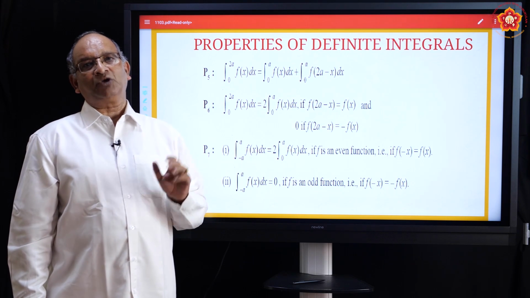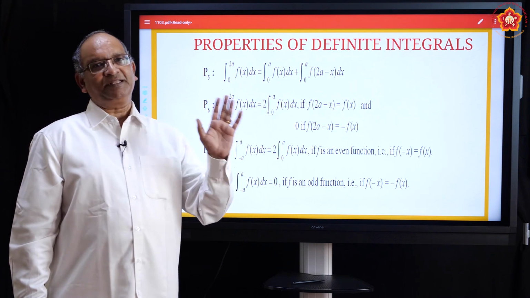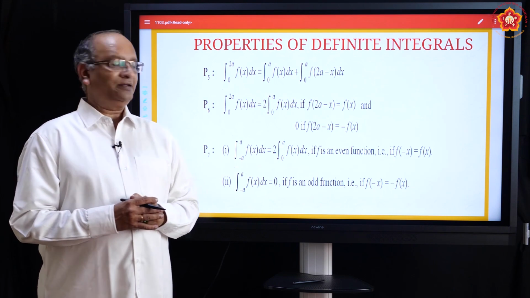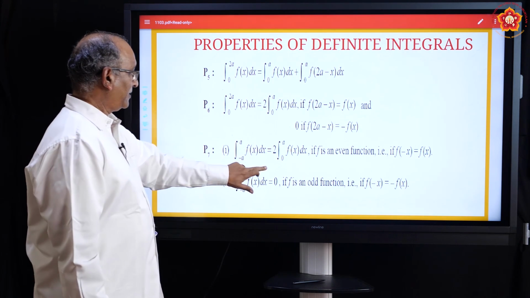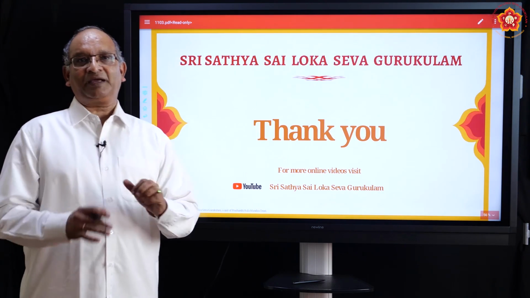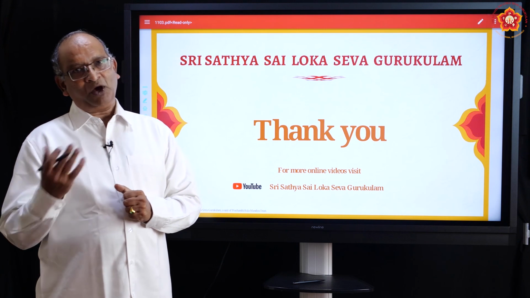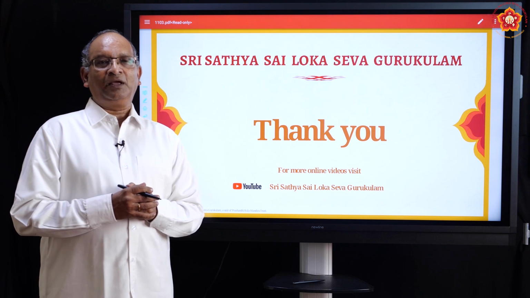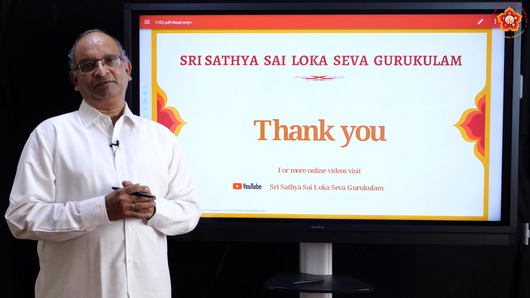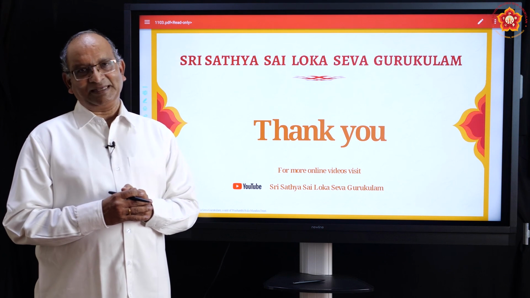Tomorrow, we will be solving problems based upon these properties. Okay? So with this, we come to a close of this particular session, and tomorrow we will be ending the definite integrals by doing the problems of the last exercise.